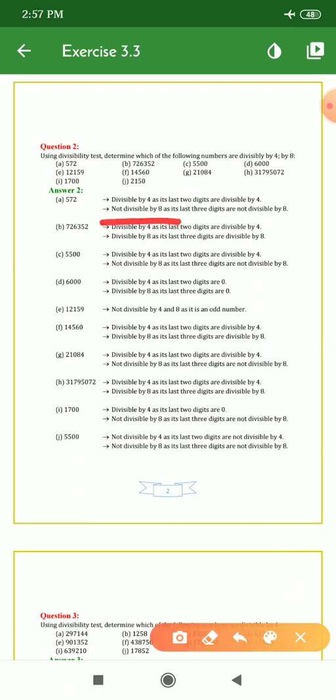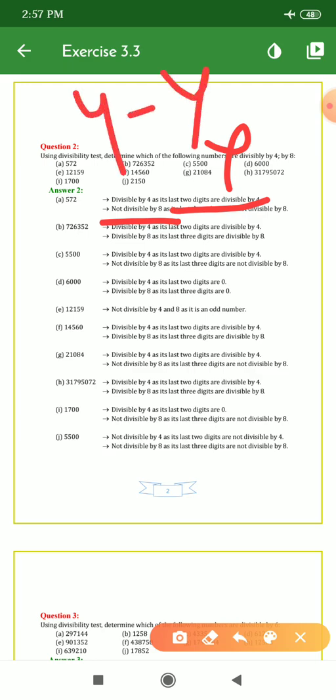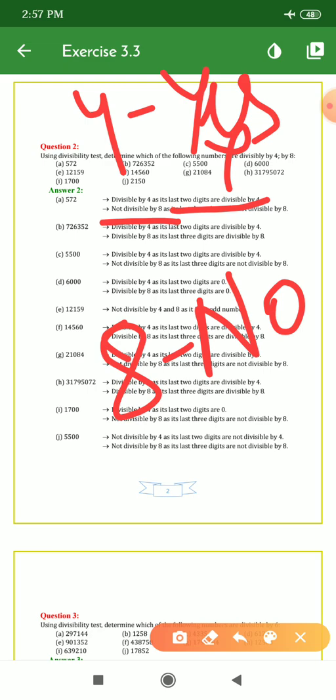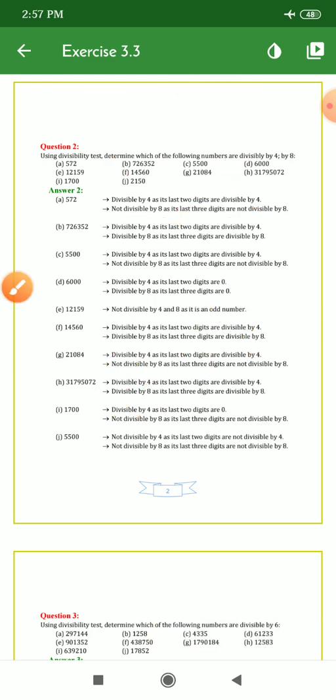So you can check here, and here they have written yes. And for 4 it is yes. For 8 it is no. Okay, same way you can do the second question.